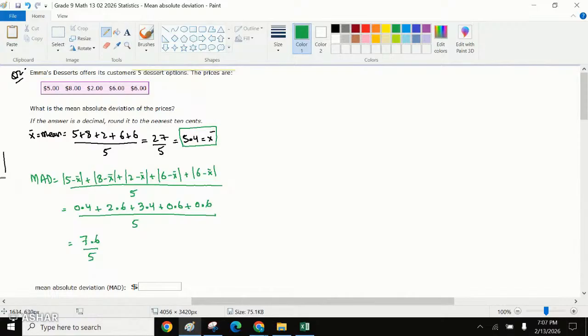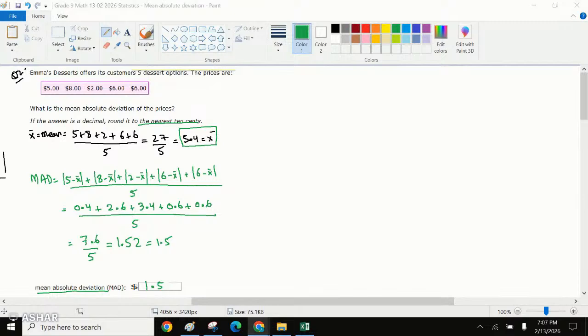7.6 divided by 5, and that comes out to be 1.52. That means 1.52 is the mean absolute deviation in this given data. Agreed? Oh, sorry. We have to give it to the nearest tenth. That means it becomes 1.5, and we have to remove the 2. One decimal to the nearest tenth.